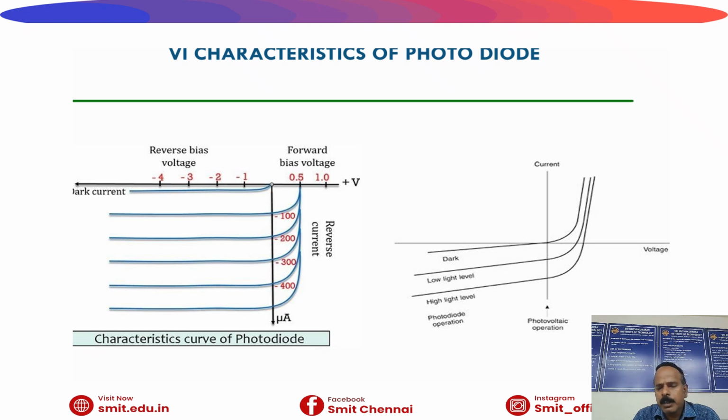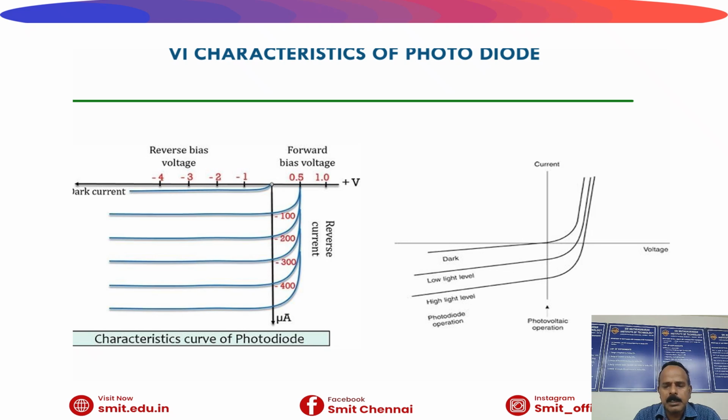Of the photodiode. Here you can see the variation when the dark situation is maintained, when the light level is maintained very low, and when the light level is maintained quite high. You can see the difference in the production of current as well as in the photovoltaic variation. When dark current is maintained, the output voltage is very low. When a low light level is maintained, somewhat of an increase in voltage as well as in current can be observed.